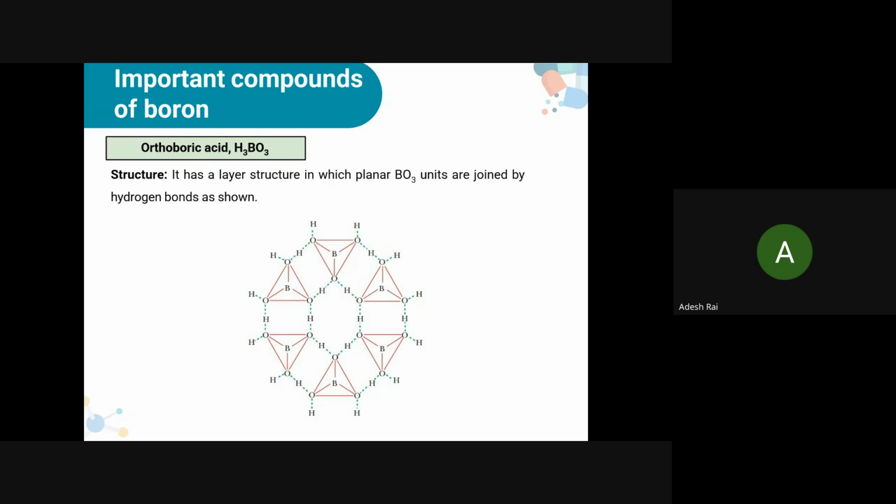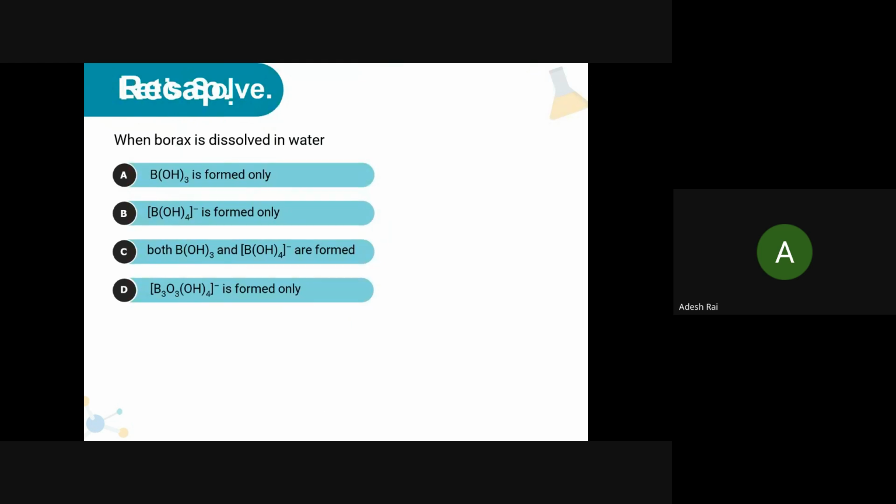So please remember that H3BO3 has a layered structure, in which planar BO3 units are joined by hydrogen bonds as shown. The BO3 units will be in plane and attached to each other with the help of hydrogen bonds. In H3BO3, the boron is sp2 hybridized, therefore they have written planar. Now the one more method of preparation is what?